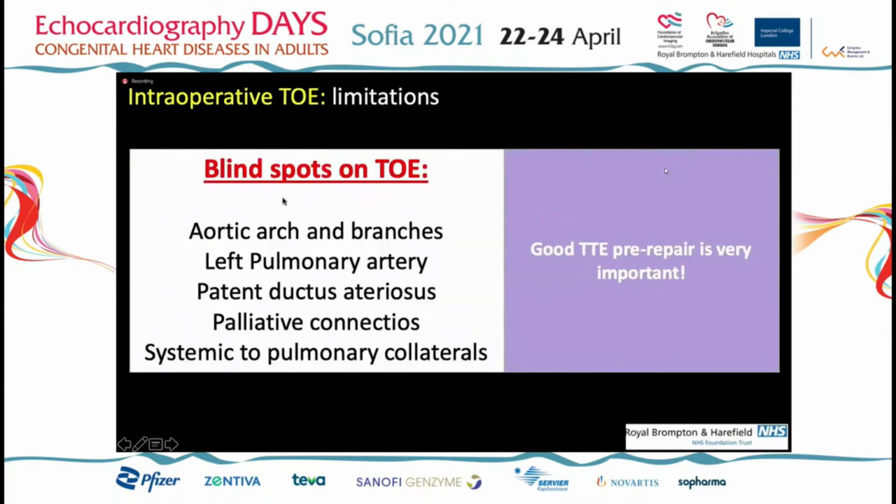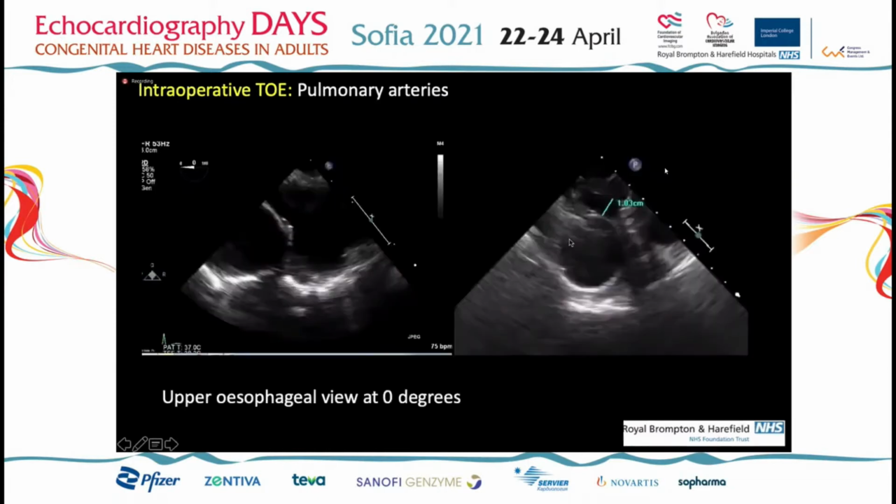But the TOE has blind spots, so the arch and the branches cannot be very well seen. The left pulmonary artery is normally not visualized because of interference of the bronchi. Also, the ductus cannot be assessed, some palliative connections cannot be monitored or confirmed to be patent postoperatively, and we cannot see the collaterals. So the TOE is good, it gives additional information, but the TTE remains indispensable.